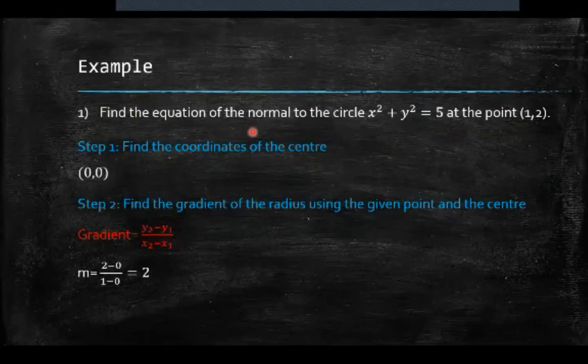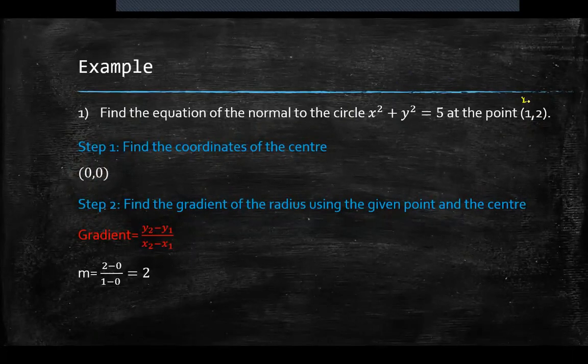First step, find the coordinates of the center. But we know since it's in this form, we see x squared plus y squared, we know that the center is automatically (0, 0). Second step is the same. Find the gradient of the radius using the given point and the center. That's the same from the previous example. Gradient, y2 minus y1 over x2 minus x1. Let me just write it out for my visual learners.